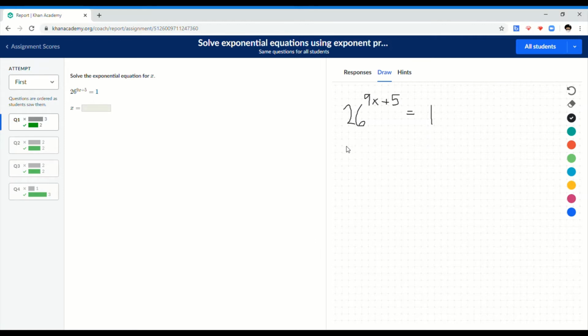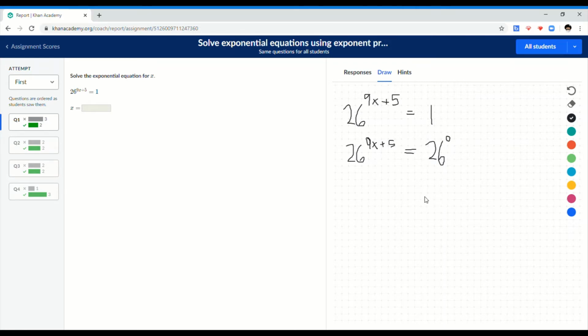So I'm going to keep this guy the same, 26 to the 9x plus 5. And then instead of 1, I want something that's equal to 1 but has a base of 26. So I'm going to go 26, and I'm raising that to the 0. Anything raised to the 0 power has to be 1.